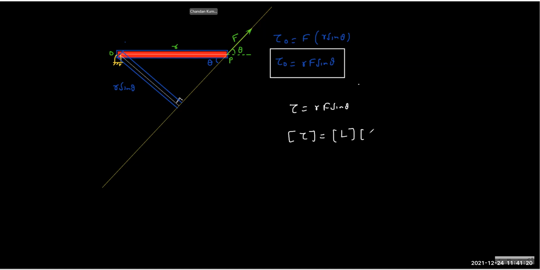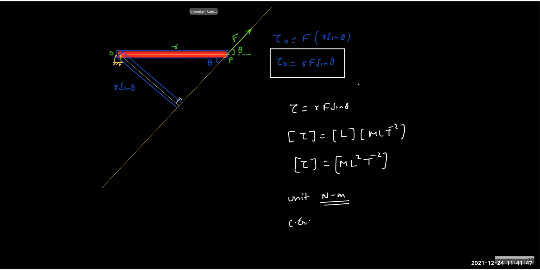Dimension of R and dimension of force. Sine theta is dimensionless. So the dimension of torque is ML²T⁻². And the unit is what? Newton meter, force and distance. So the unit of torque is Newton meter.